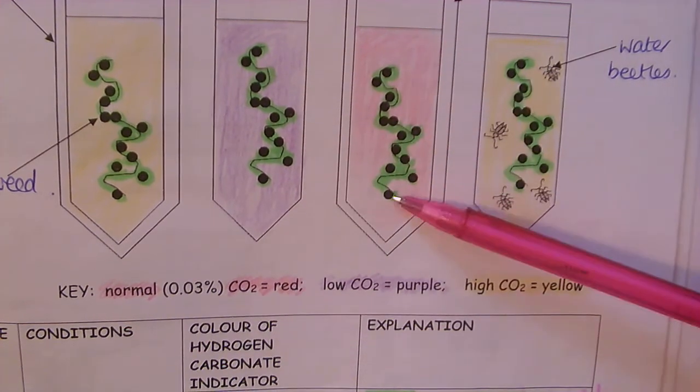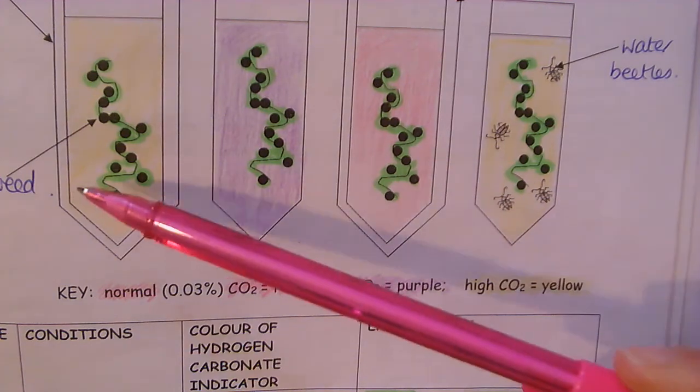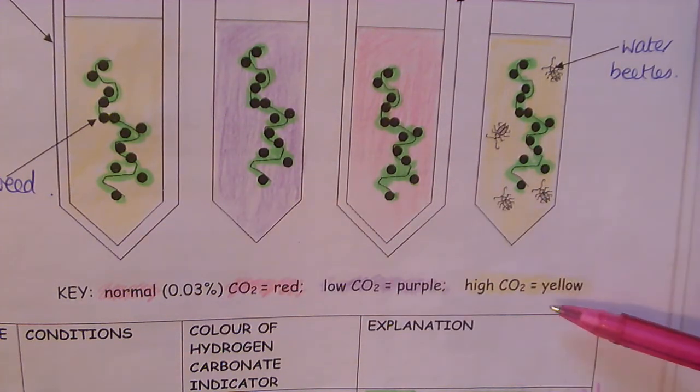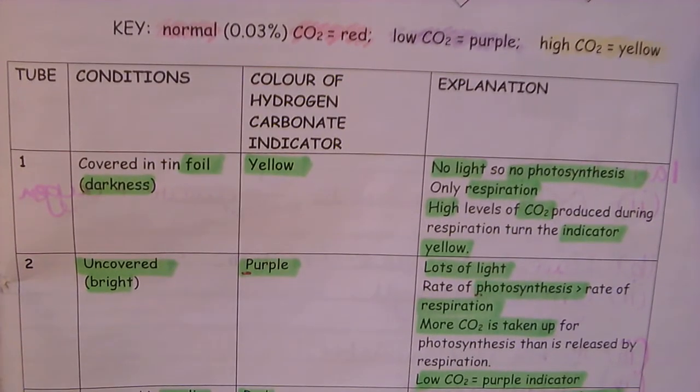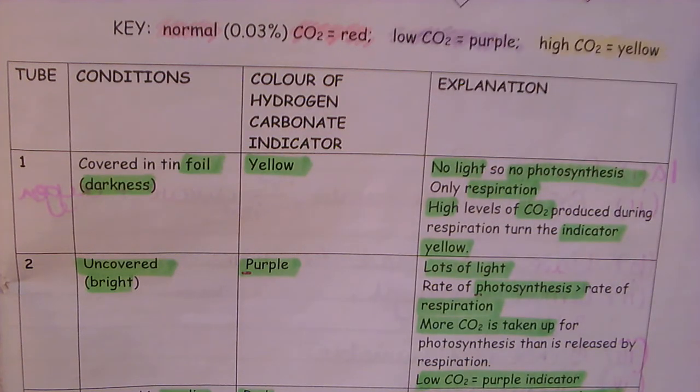So if you colour code your little test tubes in your booklet, the red for tube 3, because it is normal carbon dioxide levels. Tubes 1 and 4 are going to be coloured in yellow because respiration is outweighing photosynthesis there. And in tube 2, photosynthesis is the main process, so we're going to colour that one in purple. And at the bottom of your page, you have your little descriptions to explain to you what's going on here. It'll tell you why it's yellow in the first one, purple in the second one, and so on.